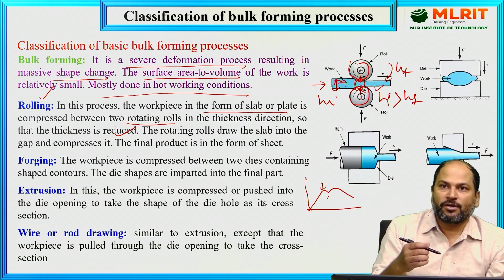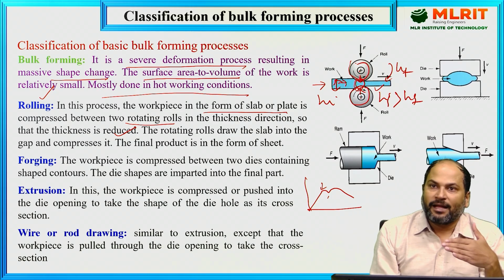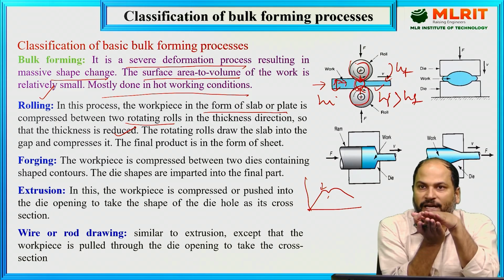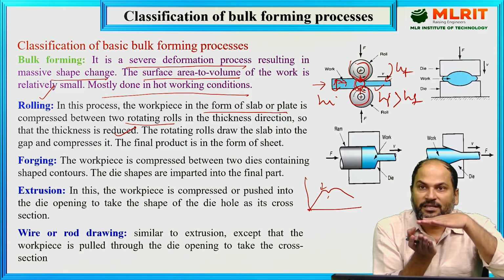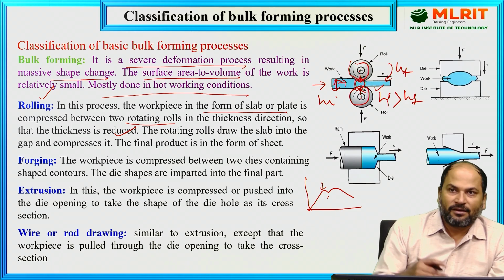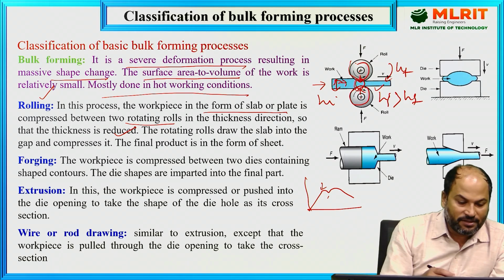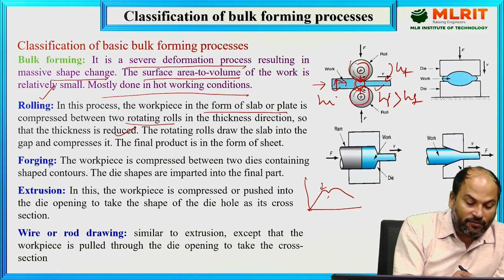So because of the friction, it will go inside, and once it goes inside from both sides, compressive forces will be there. Its thickness will reduce. Of course, its width will remain the same, but the thickness will reduce. Next is the forging operation.